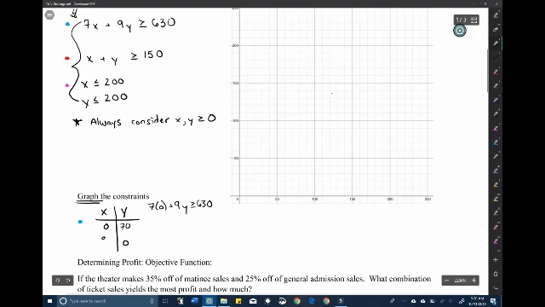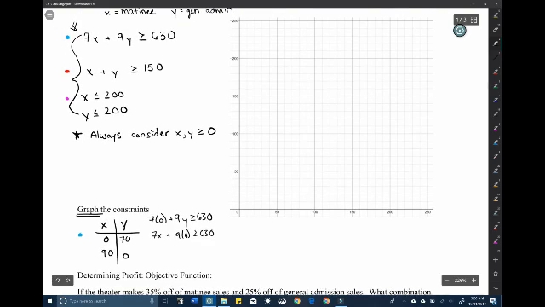Vice versa, 0 for y is equal to 90 for x. Okay, so those are 2 points on this axis. I should have enough here to plot those. 0 up 70. Please be careful with these, 50, 60, 70. This is the point (0, 70). And 90 to 0, the point (90, 0).